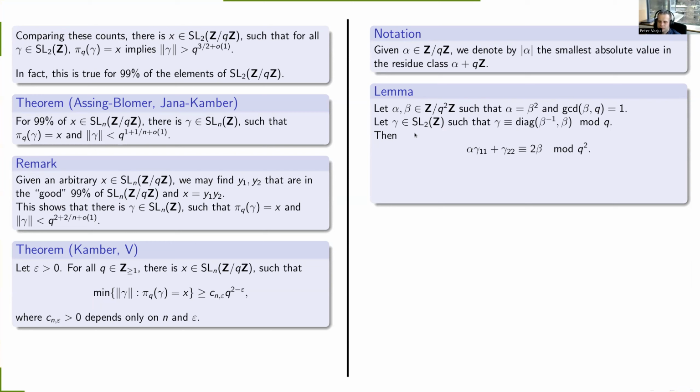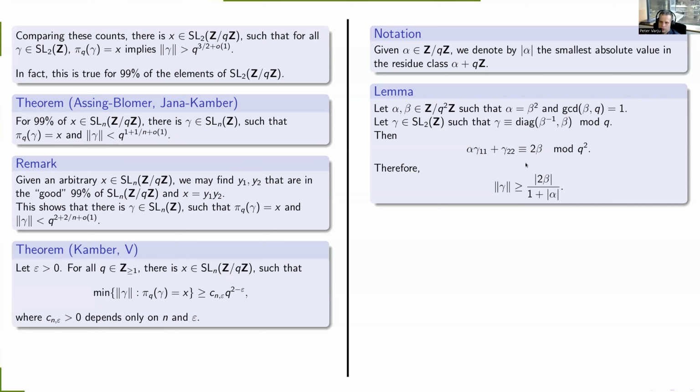And what I claim is that in this case, I have this equation that alpha times the first diagonal entry of the lift plus the second diagonal entry is going to be congruent to 2 times beta modulo Q square. I will explain in a minute why this is true, but first I want to explain why this is good for us.